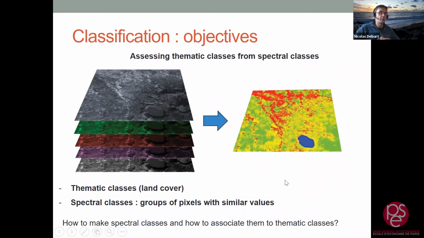So basically, what a classification does is to assess thematic classes from spectral classes. A thematic class for us will be a land cover map. And what is a spectral class? It is a group of pixels having comparable, similar values. So the whole question that we are going to address is how to make spectral classes and how to associate them to some thematic classes.